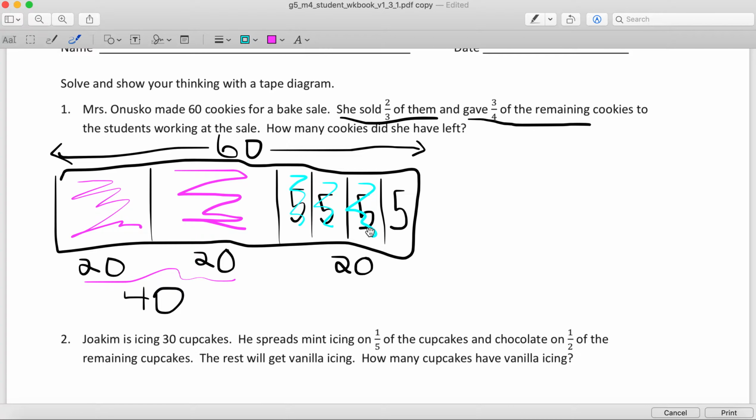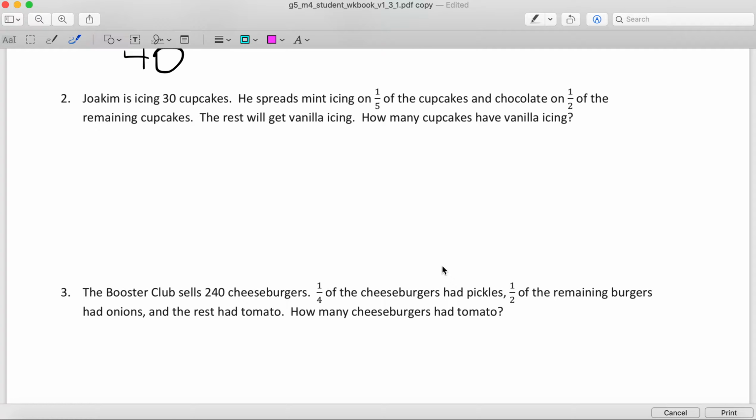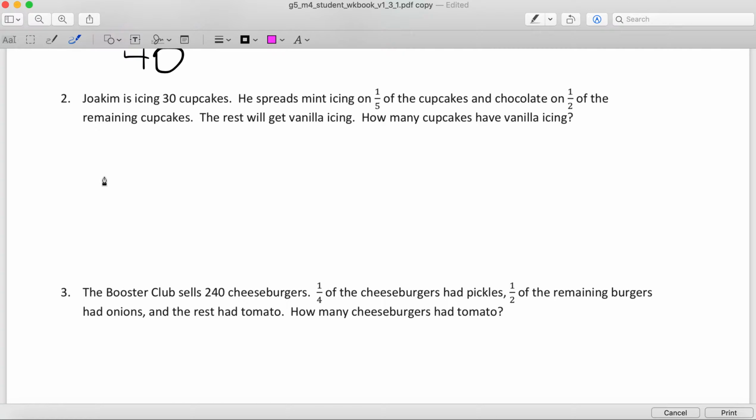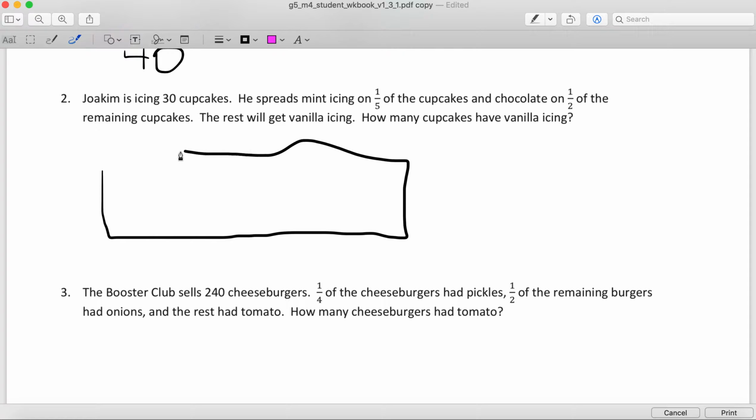And all of the problems in this particular problem set follow the same pattern. But we don't ever want to make an assumption. So Joachim is icing 30 cupcakes. Okay, so there's 30 cupcakes. And remember, we're going to use our tape diagram to work these problems out. Dr. Milam's not doing this perfectly. Here's our 30 cupcakes. And he spreads mint icing on 1/5.